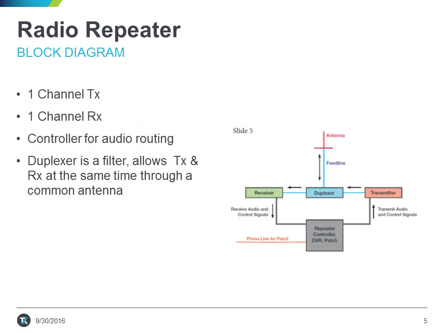The simplified block diagram is shown here on this slide. Essentially, we have one transmit channel, one receive channel, and a duplexer, which is a filter that allows the simultaneous transmission and reception over a common antenna.